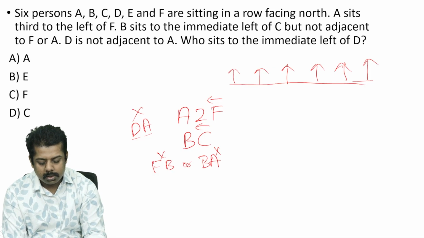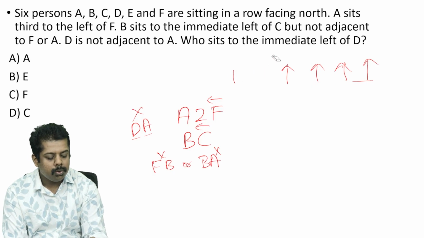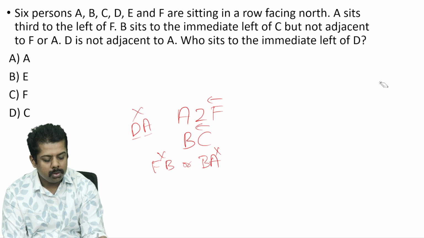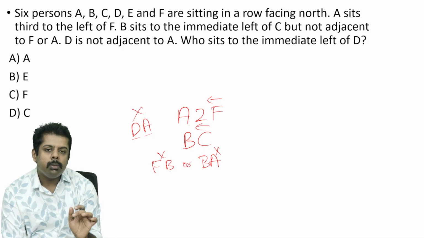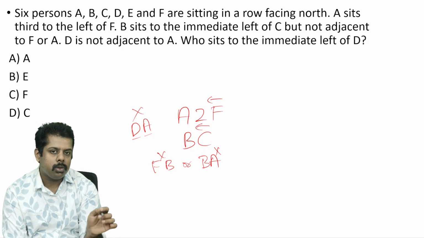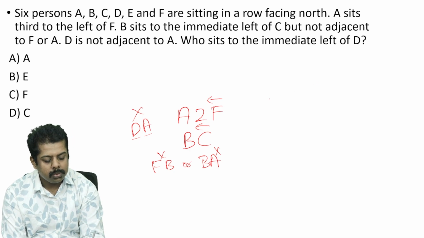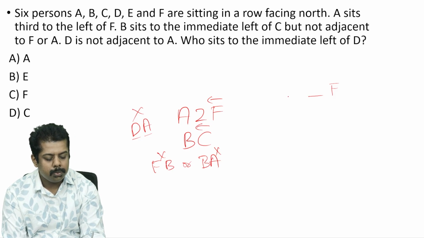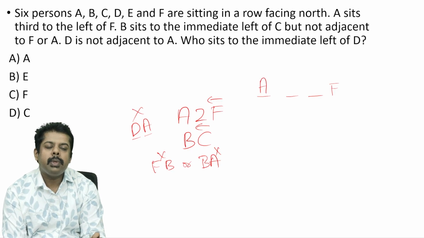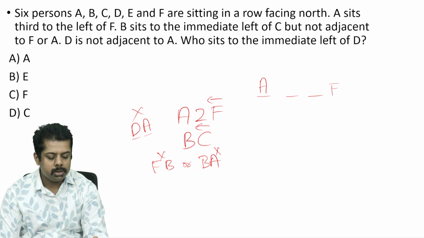So what we can do here is try and connect the points, and then you can easily place it. So we are going to do it in that fashion. The point which we are going to take is based on F because we have a gap there. If we place F here, as we know, A is sitting third to the left of F. So one person will be here, another person here, and A has to be in this position. Just placing this point, we have a total of 4 persons now.